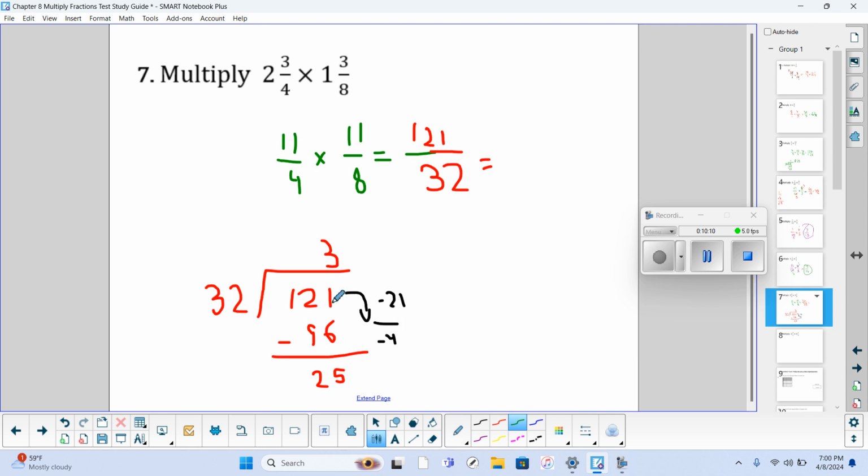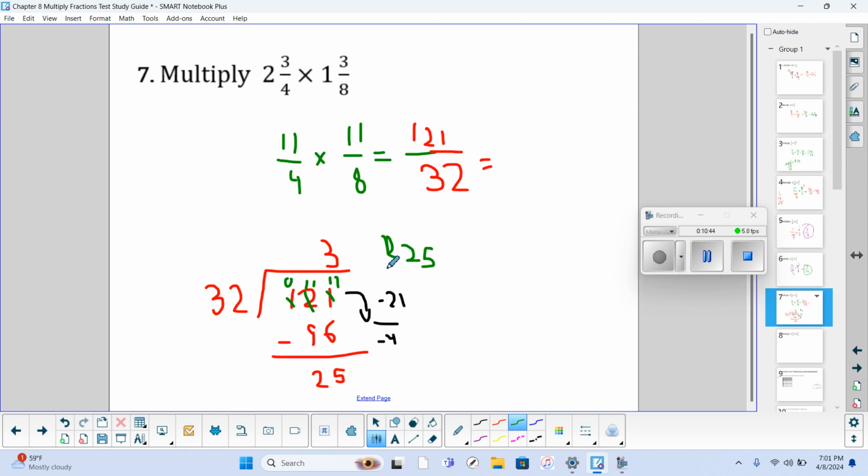algorithm, which is can't do 1 minus 6, so I'm going to borrow and regroup. So this becomes an 11. 11 minus 6 is 5. Can't do 1 minus 9, so borrow, regroup. This becomes 11. 11 minus 9 is 2. It doesn't matter how you do it. The answer is 25. So let's go back to what this means. This means 32 goes into 121 3 times with a remainder of 25.